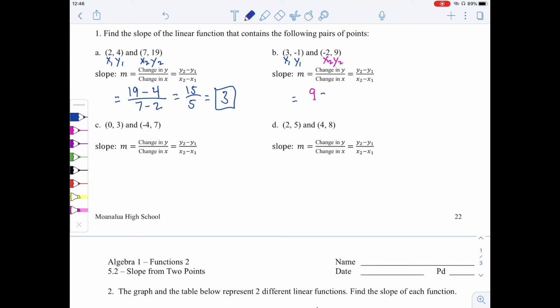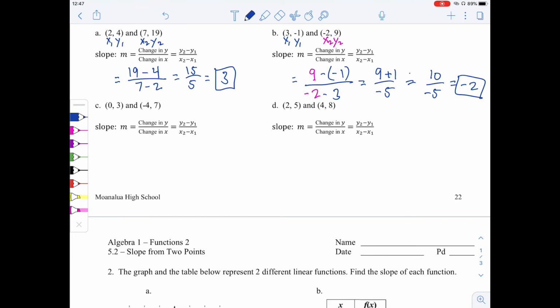Then we're going to subtract that with our y1, which is negative 1. So remember the negative. And then we have our x2, which is negative 2, subtract x1, which is 3. And then double negatives is going to be plus, so 9 plus 1 is 10. And then negative 2 minus 3 is negative 5. Negative 5, divide that, you get negative 2. So our slope is negative 2.